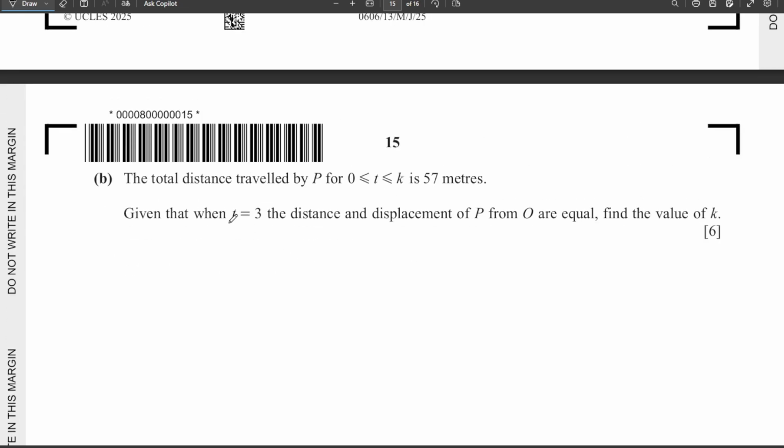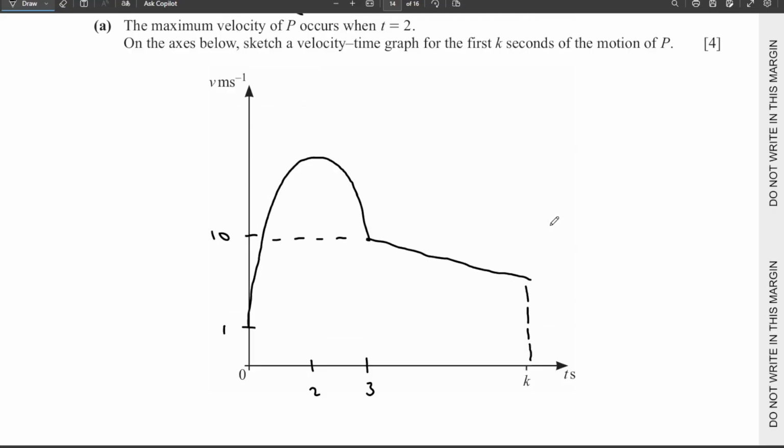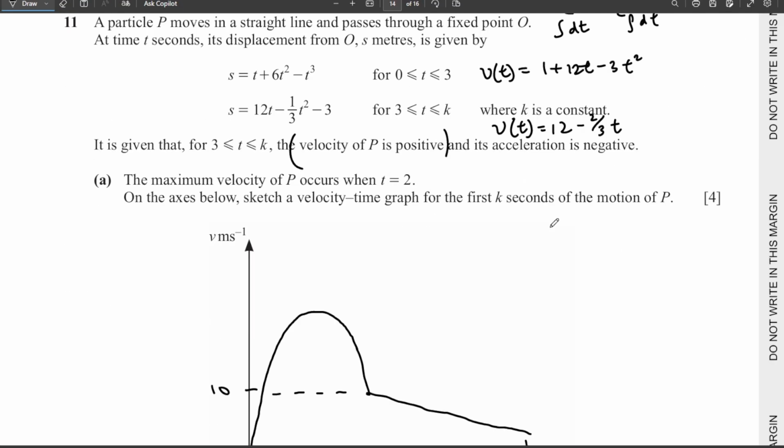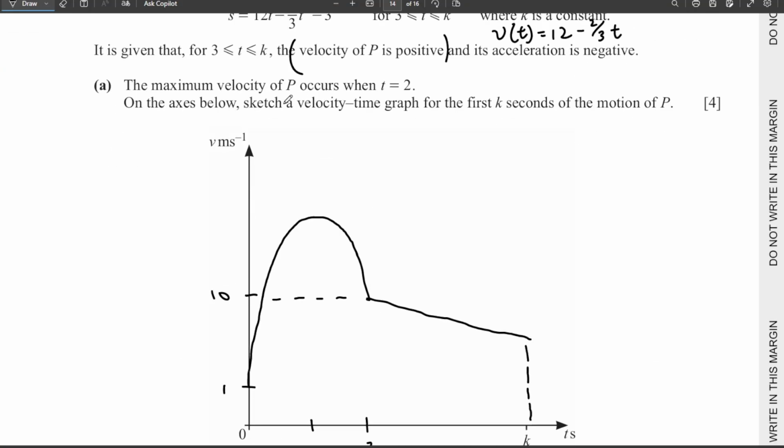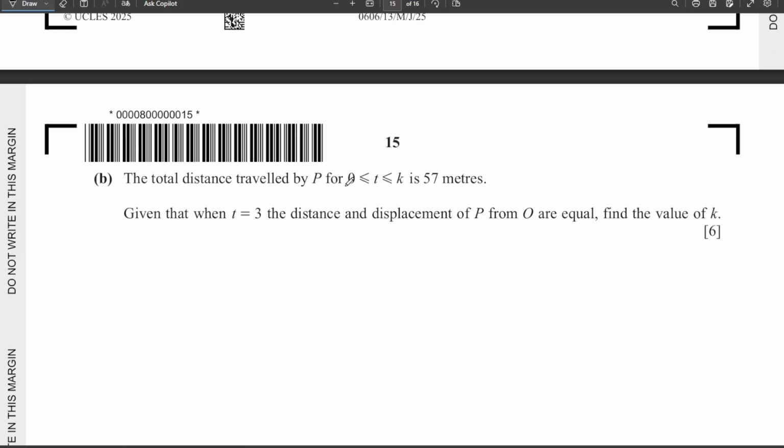Part B, now we know that the total distance is 57 meters. Given that when t is 3, the distance and displacement of p from O are equal, find the value of k. We have both equations, so let's just do the calculation. It's just about calculation, I suppose.